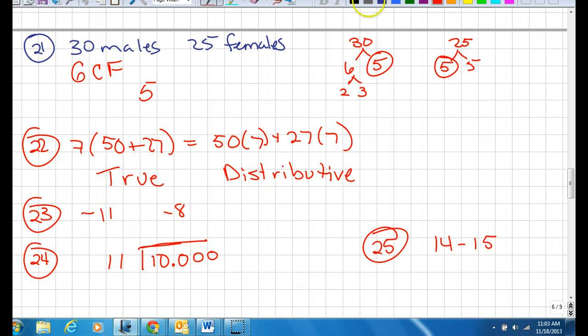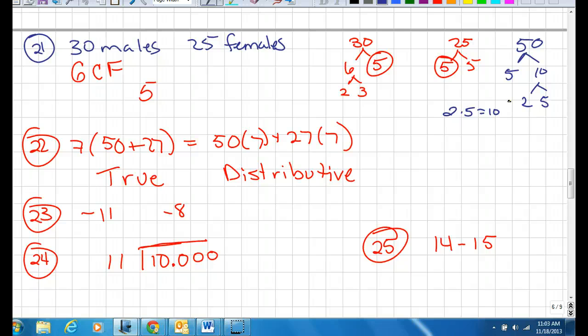But one of the things I wanted to ask you guys is, say the other one was 50 instead of 25. That would break down into 5 and 10, 2 and 5. Compare that to the 30. What do they have in common? A 2 and a 5, right, for both? So your greatest common factor in that would be 2 times 5, which is 10. So whatever they have in common, you take one of each and multiply them.